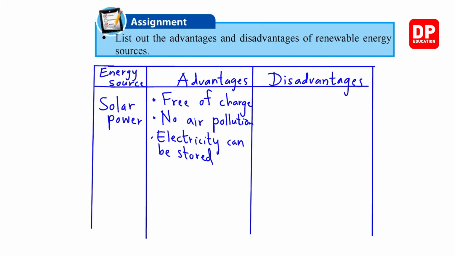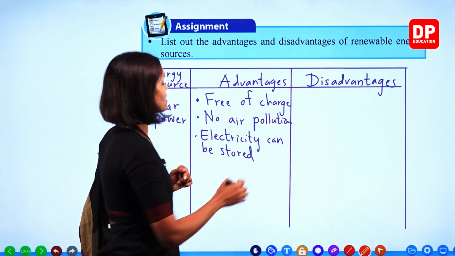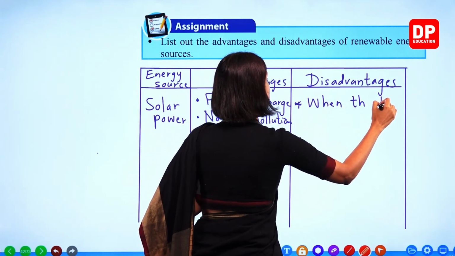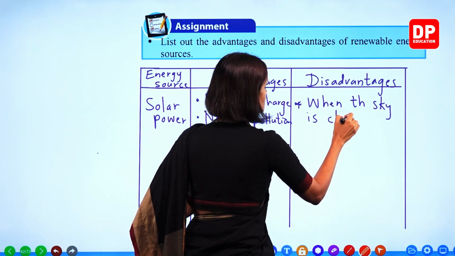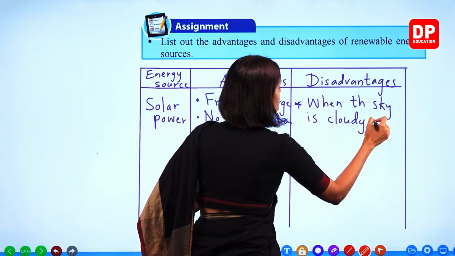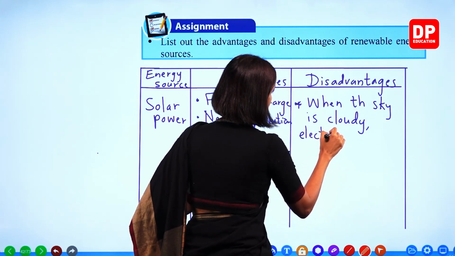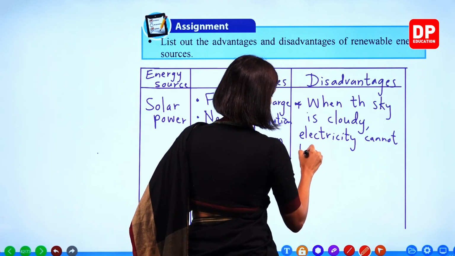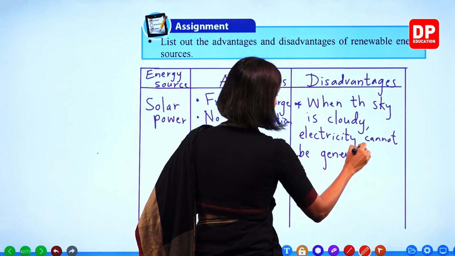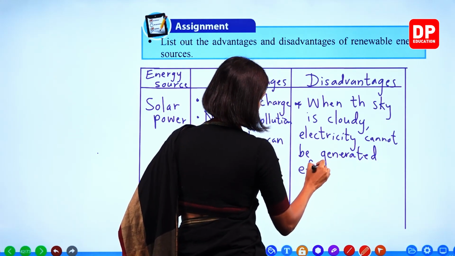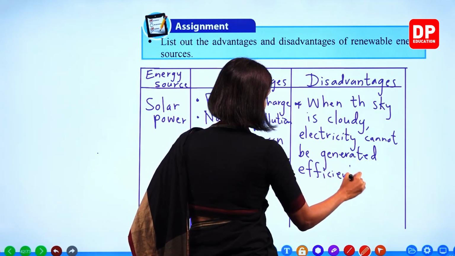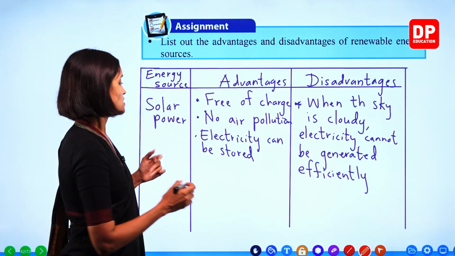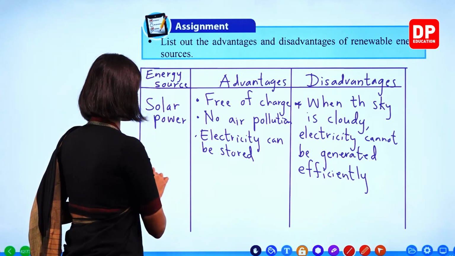Okay. Now disadvantages. What are the disadvantages, children? We will write: when the sky is cloudy, electricity cannot be generated efficiently. Okay, you can write it as a disadvantage. Right. So in this way you can go to the next one.